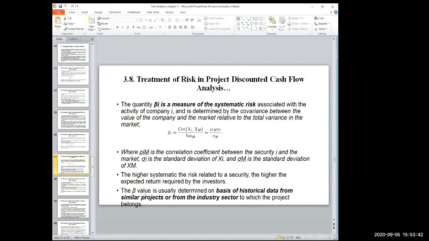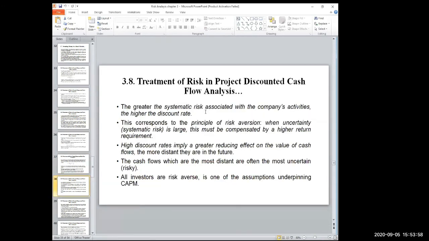Sometimes beta will be given, or we have to base it on historical data or industry experience, right? Now, the greater the systematic risk associated with the company's activity, the higher the discount rate. Discount rate means R, right? Market adjusted rate, or discount rate, or cost of capital, like that. Different names, right?